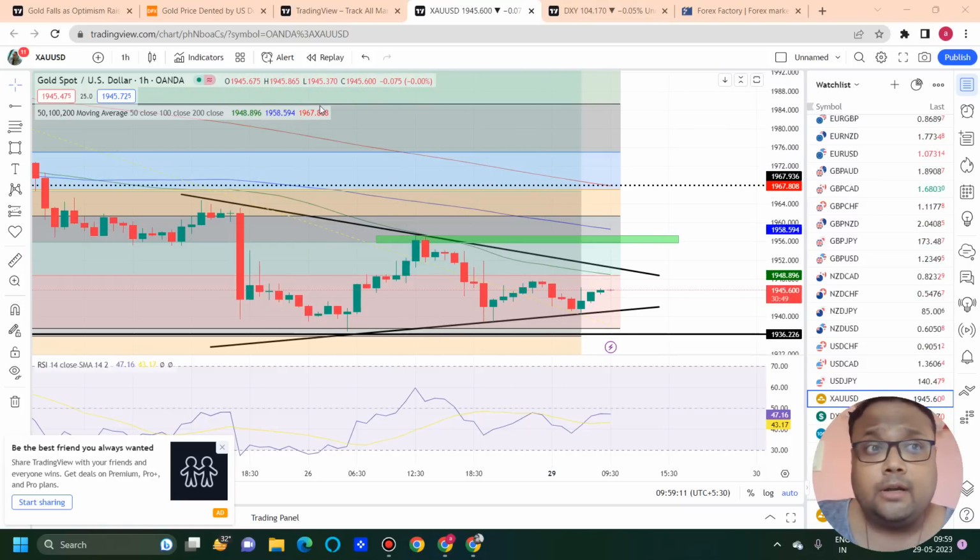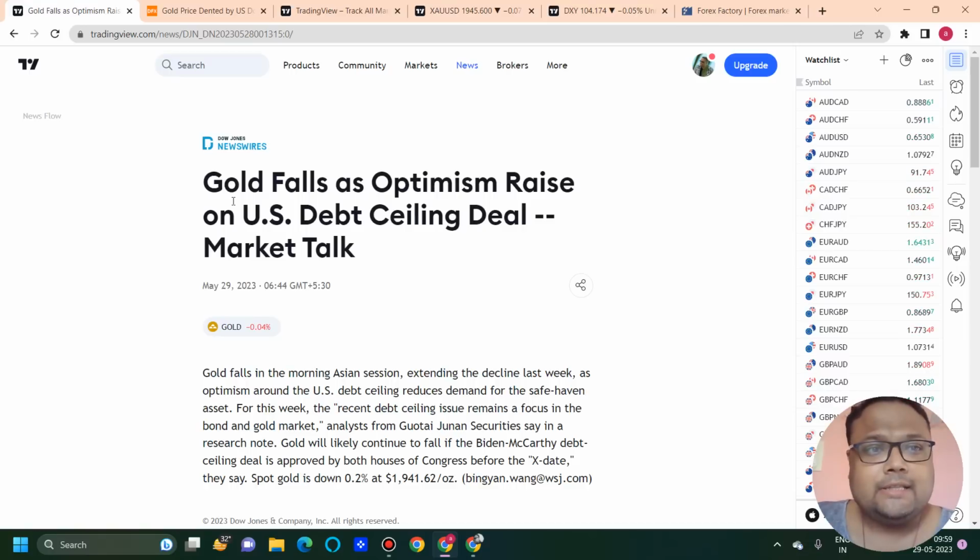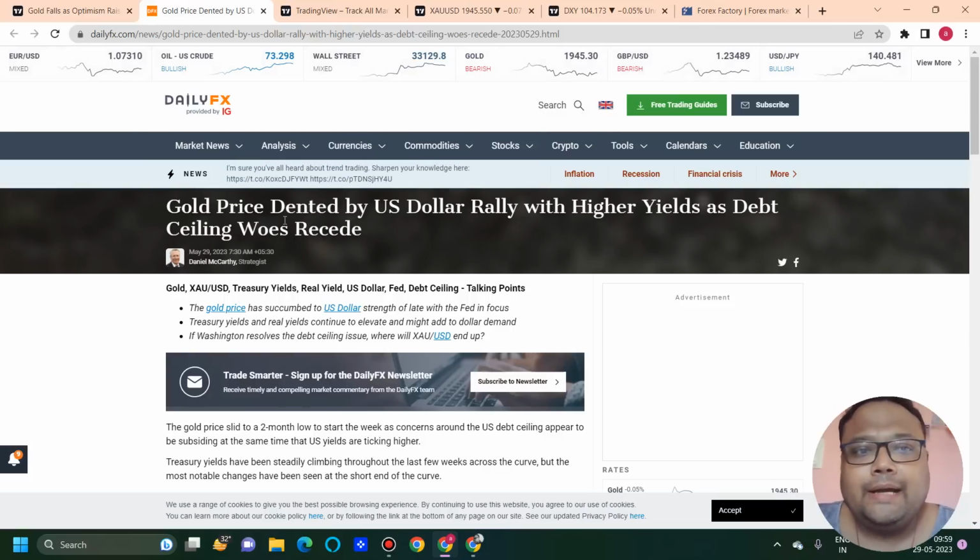If you're wondering about the debt ceiling, then you can see: gold falls as optimism rises on US debt ceiling deal. Gold falls in the morning Asian session, extending the decline from last week as optimism around the US debt ceiling reduces demand for the safe haven asset. Gold price dented by US dollar rally with higher yields as debt ceiling worries recede. So this is the market situation right now.